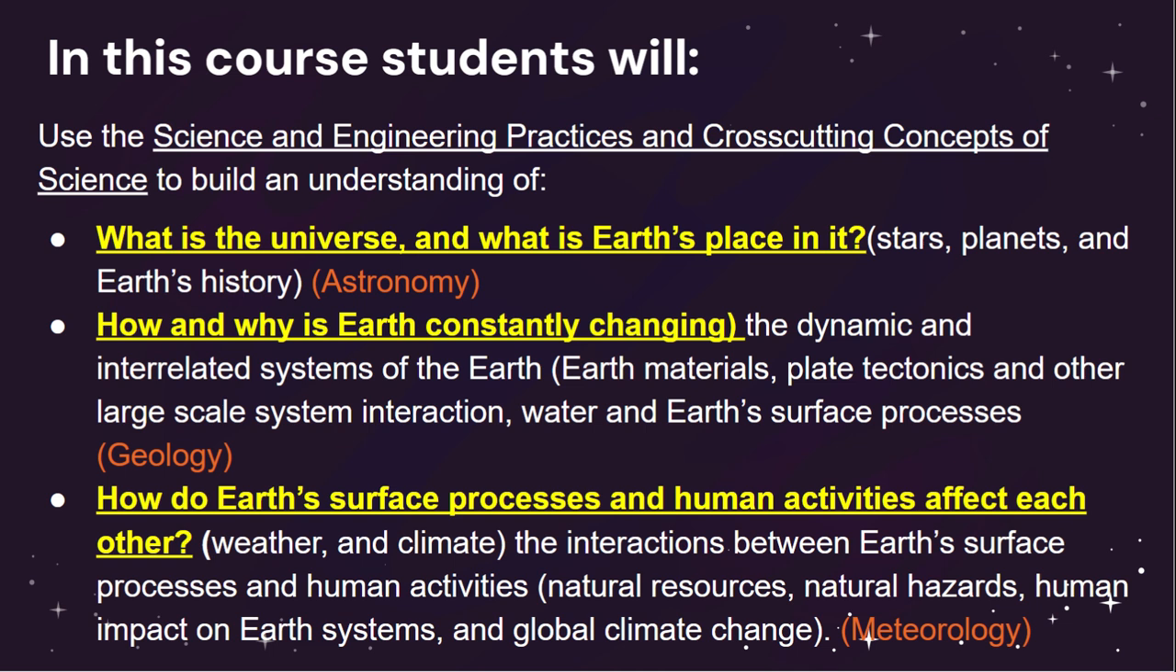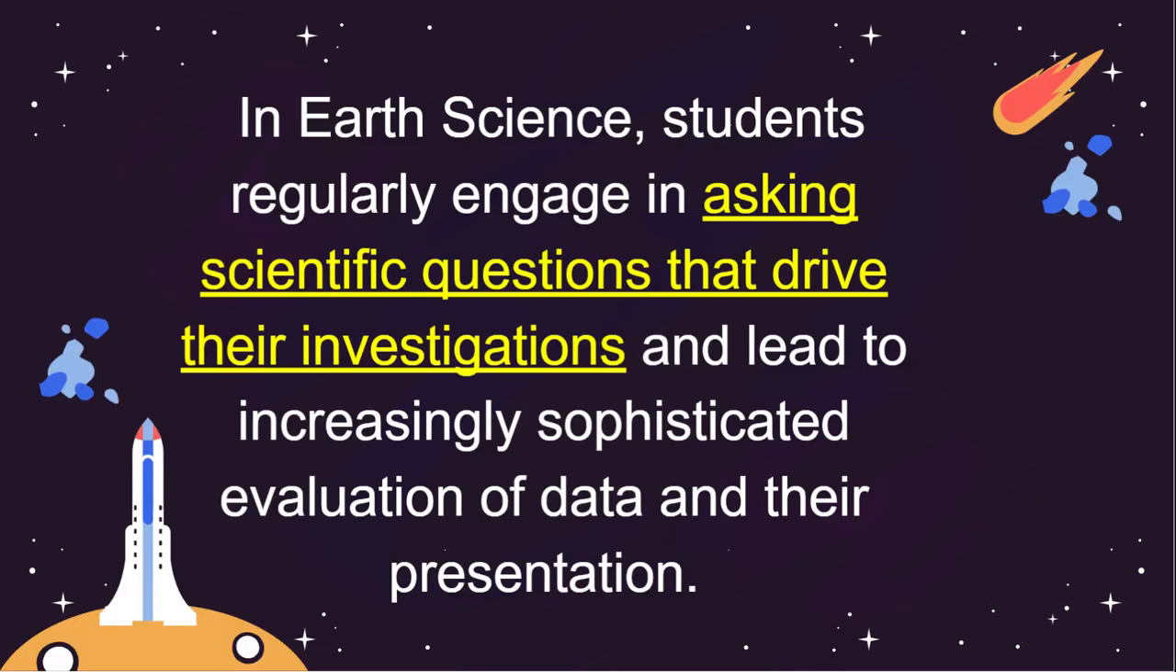It's how the plate tectonics and the water and the earth's surface processes like weathering and erosion, all of that, how they interact. And then the third major driving question is, how do the earth's surface processes and human activities affect each other? I call it the weather and the climate, but we'll look at the natural resources, natural hazards, climate change, all of that. We'll go into that driving question.